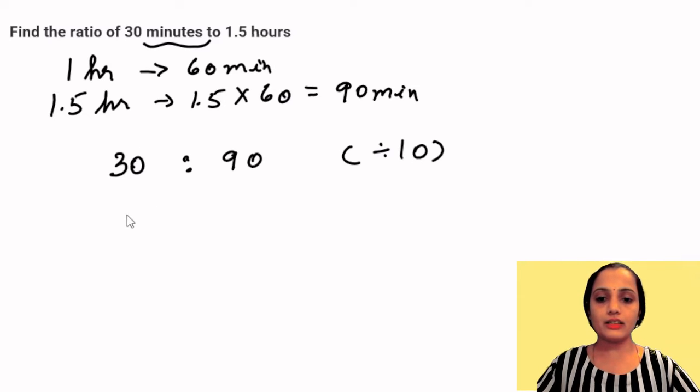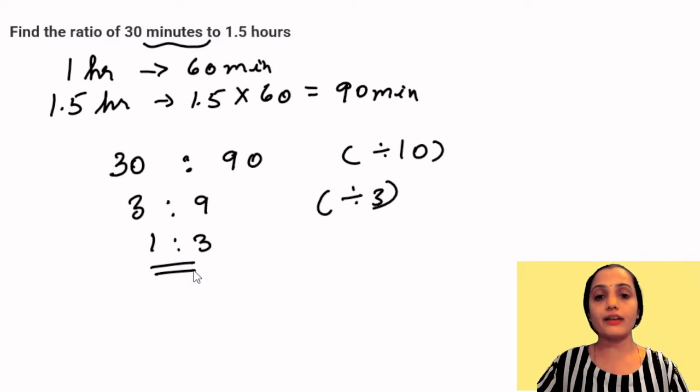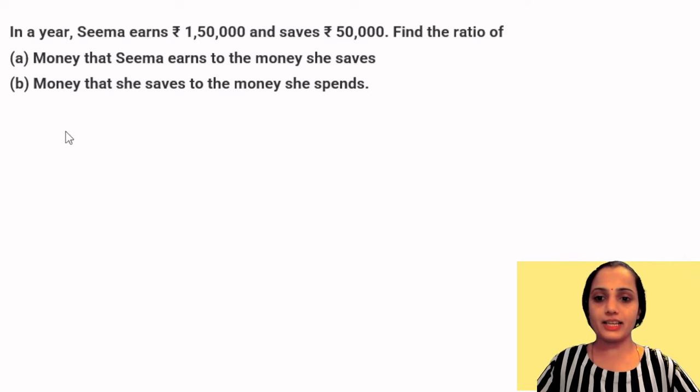So we have 3 is to 9, and then again we divide this by 3. So we get 1:3. Here we have our ratio in the simplest form as 1:3. Alright, let's look at the next example.